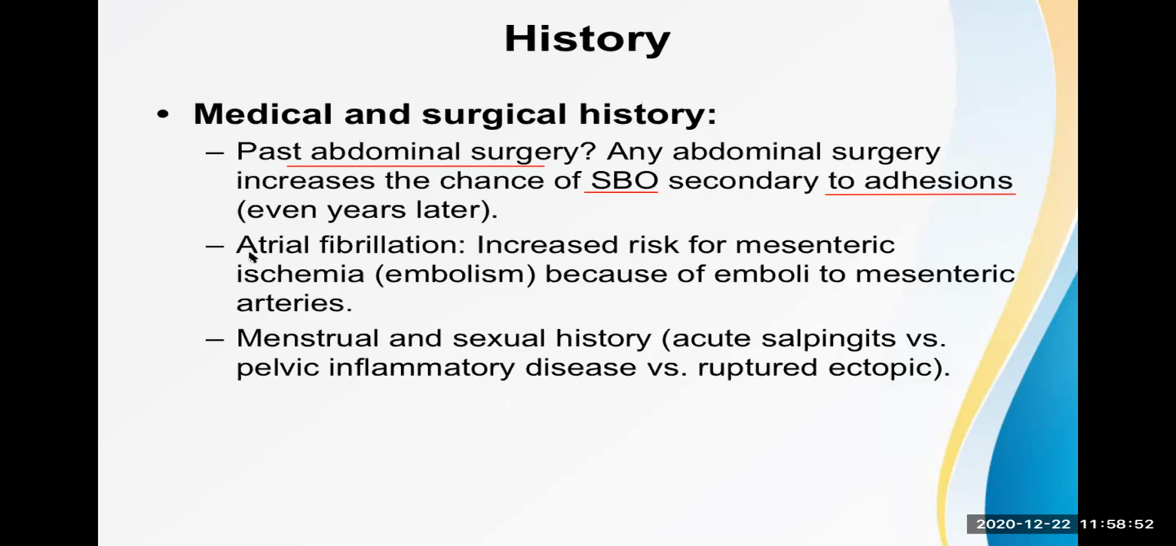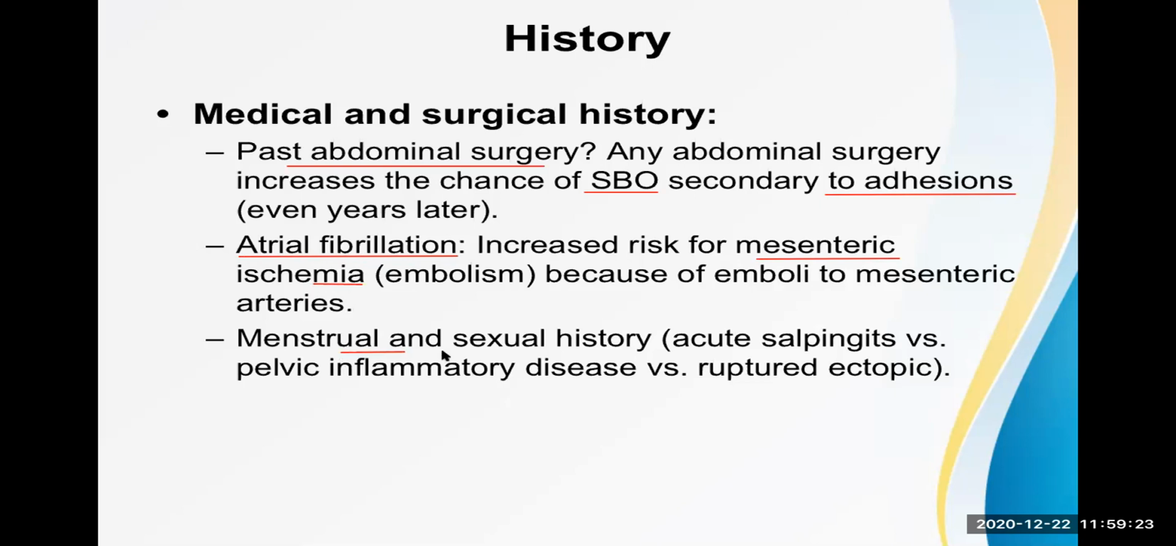Ask about heart disease. In case of heart disease, especially mitral valve disease or left-sided heart disease, there is a high chance of atrial fibrillation. Atrial fibrillation can result in thromboembolism, and that thromboembolism can lead to blockage of the mesenteric artery, which is called mesenteric ischemia. So this is important history.